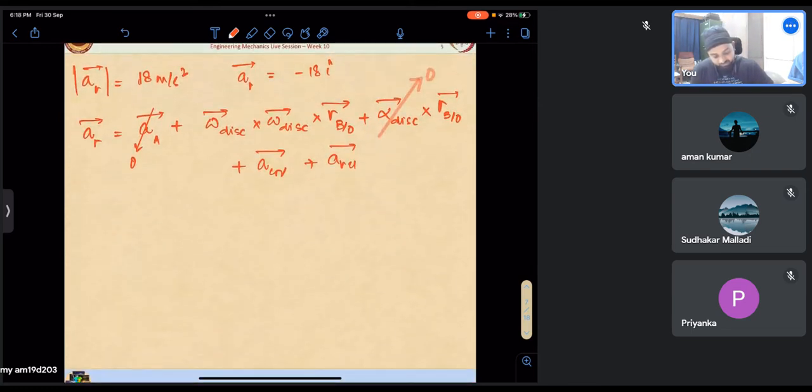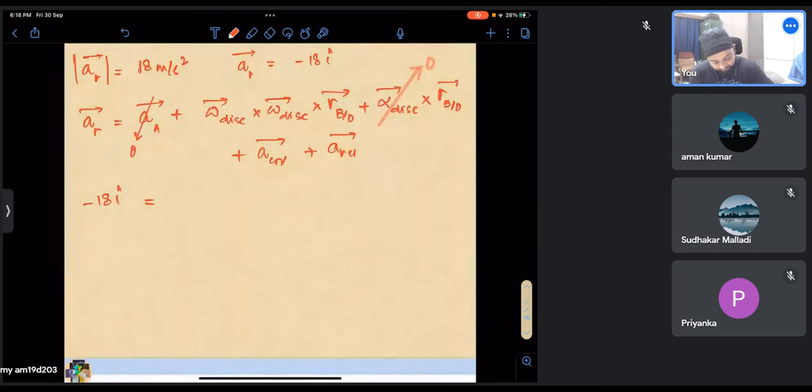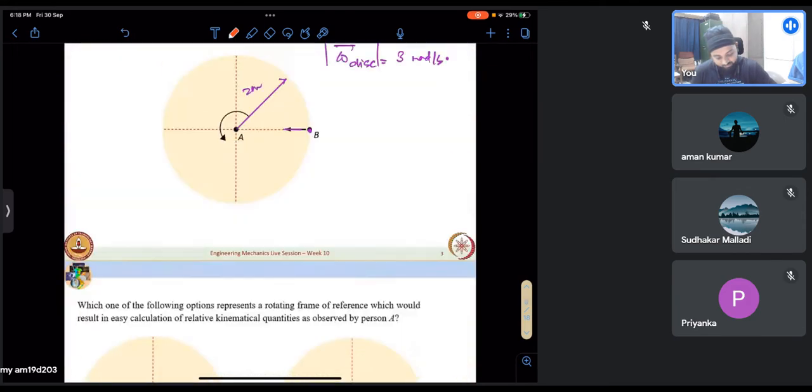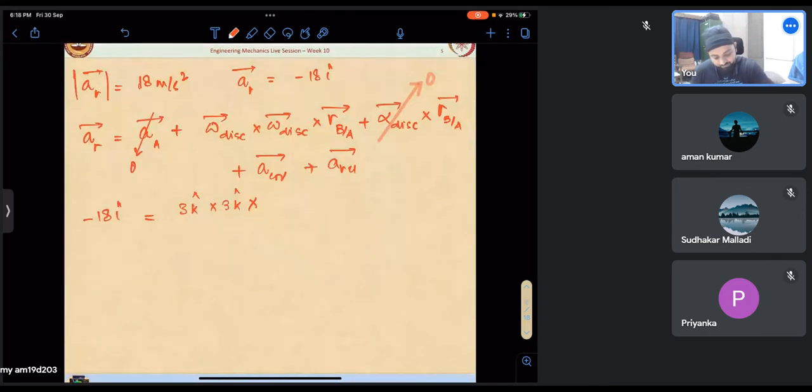All right. So AR we know is minus I cap. So omega of the disk we know is 3 k cap, cross 3 k cross R of B with respect to, there is another point to be noted. It is not O, it is A. I'm sorry about that. Please take note of this. Here also it will be A. So RB with respect to A is nothing but the radius. The radius was given to be 2 meters, so it is 2I.